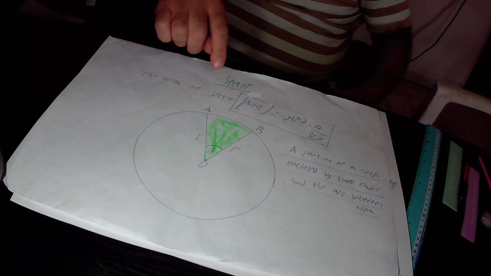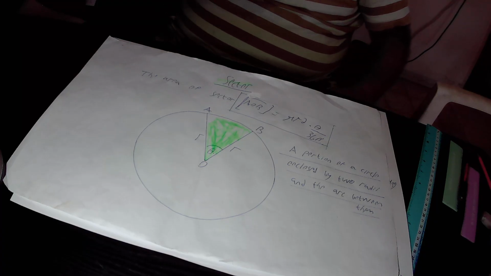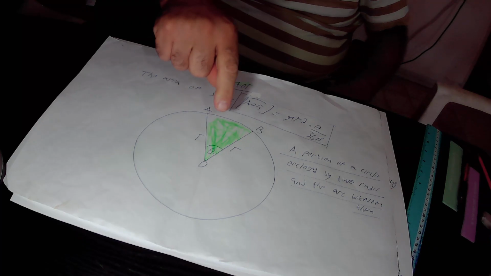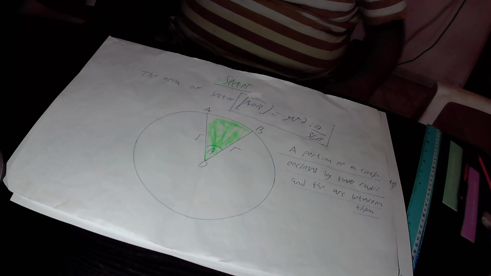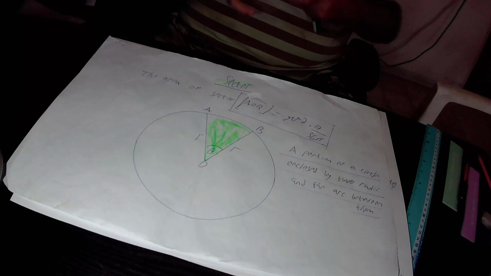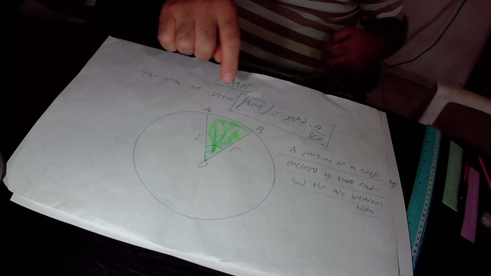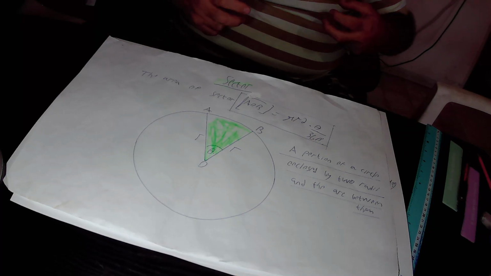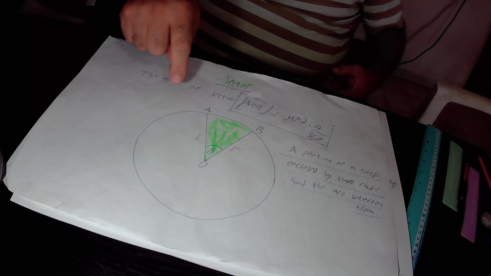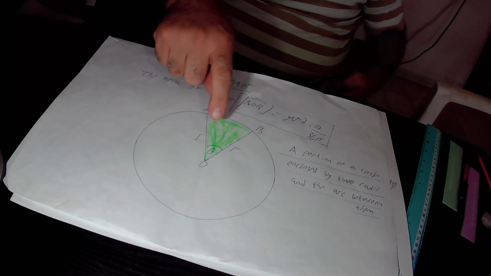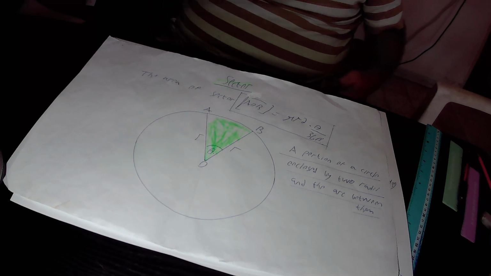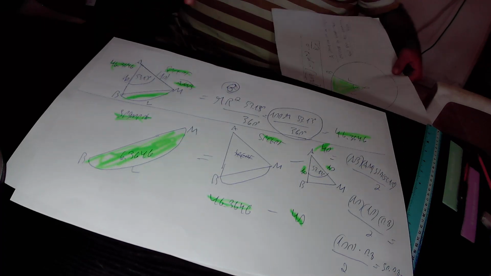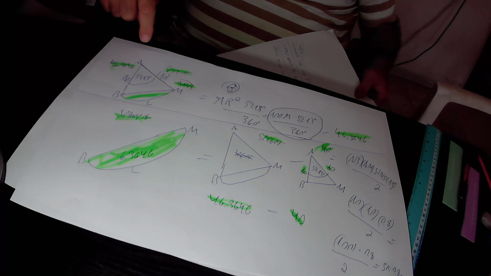So the area of this sector AOB equals pi r squared, that is the area of the circle that contains the sector, times the angle between the legs of the sector, that is theta, over 360 degrees. Again, a sector is a portion of a circle enclosed by two radii and the arc AB between them, and the area of a sector equals pi r squared times theta over 360 degrees. Use this formula in order to find the area of this sector AOB.